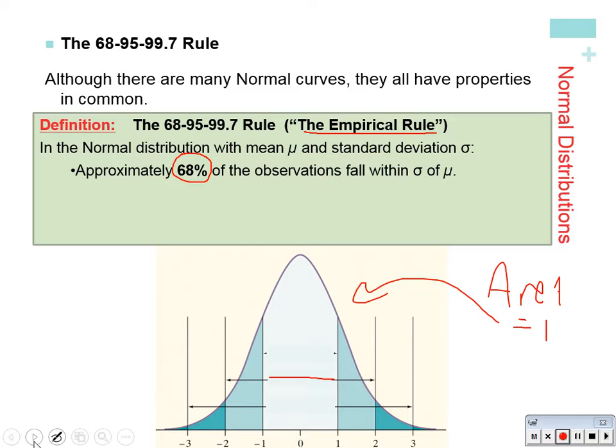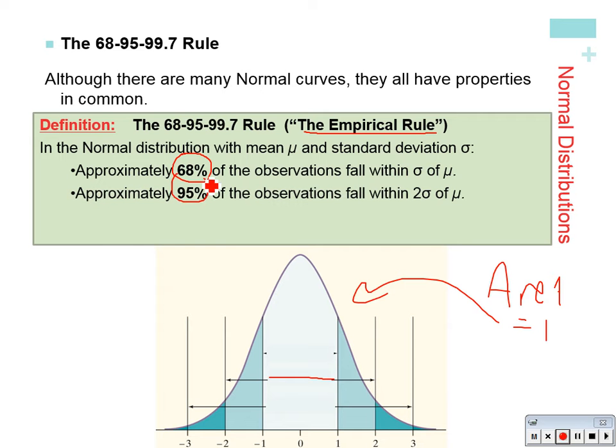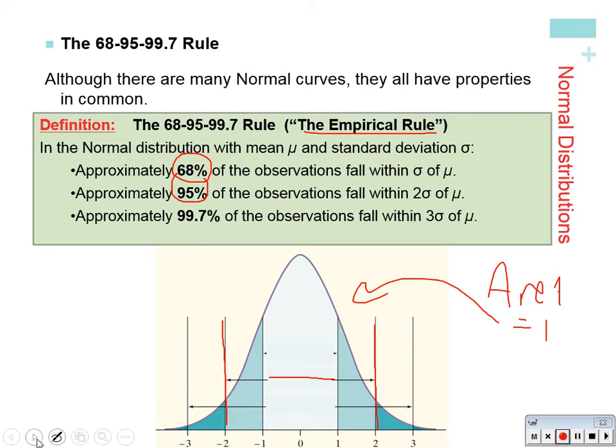Some other things we know. Approximately 95% of the data values in a normal distribution will fall within 2 standard deviations of the mean. So that's basically from here to here. And then finally, we know that approximately 99.7% of the data values in a normal distribution will fall within 3 standard deviations of the mean. So that's from here to here. Just to show you from the diagram what we're talking about, 68% of the data falls in that area.